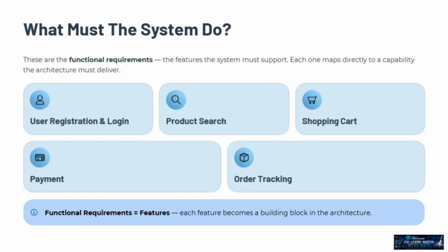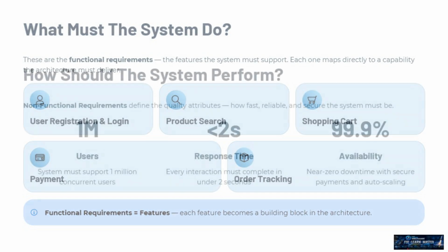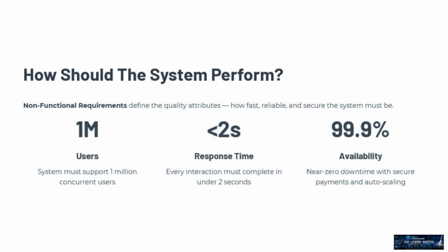Each of these features will eventually become one or more technical components in our architecture. Non-functional requirements are equally important. They define how well the system should perform. For example, supporting 1 million users, maintaining response times under 2 seconds, and achieving 99.9% availability. These requirements heavily influence our technology choices and architecture design.